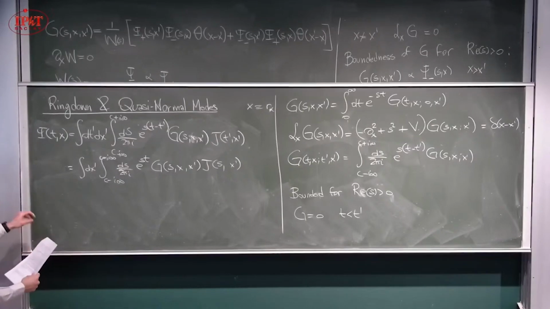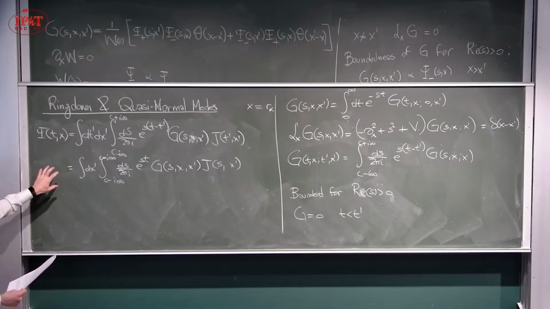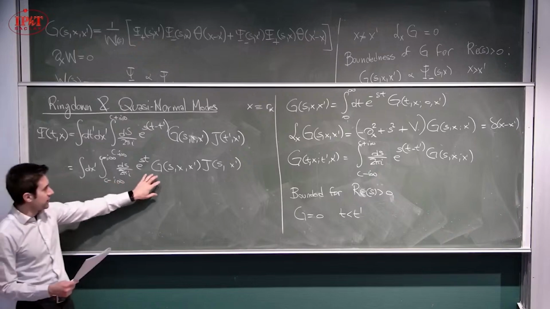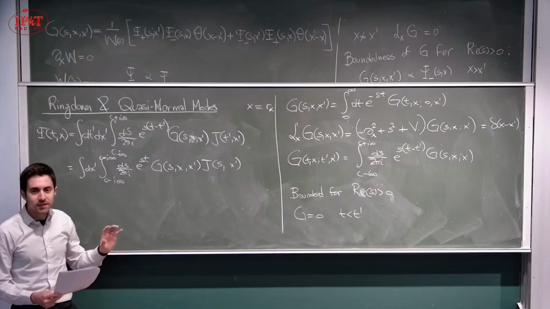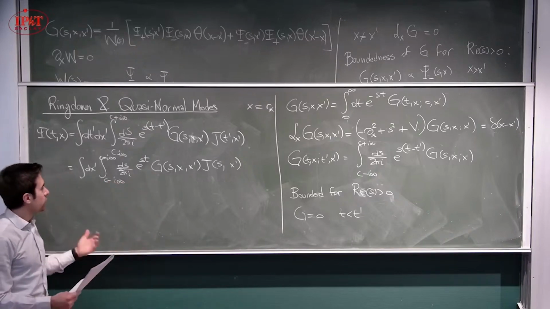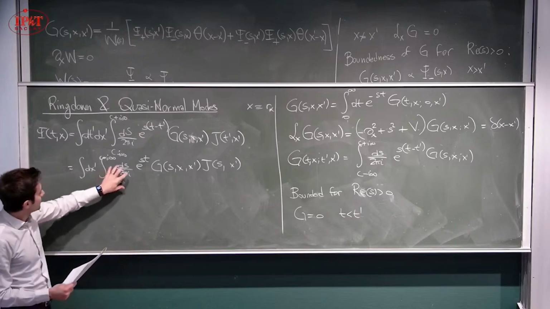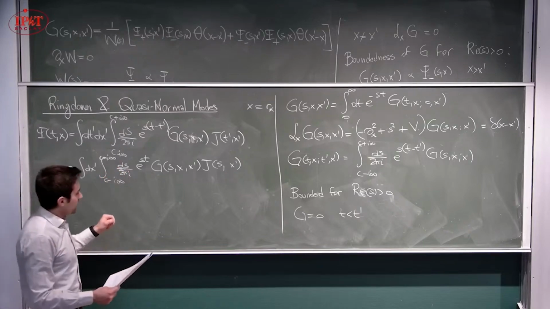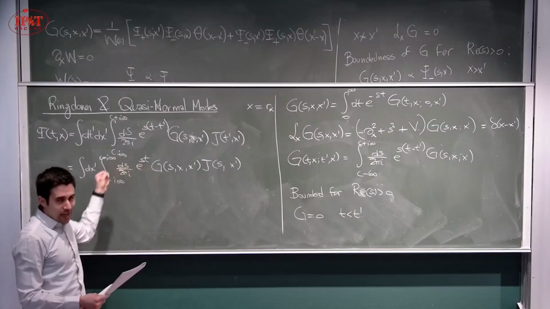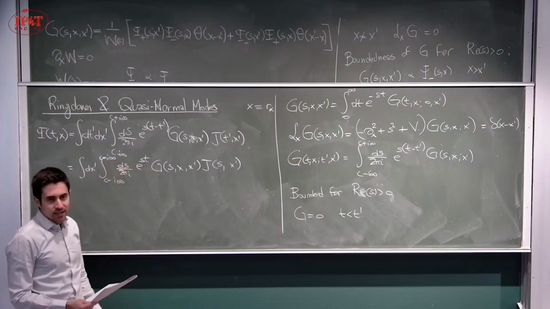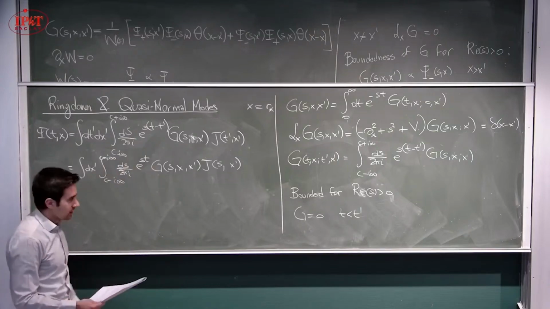For the following reason: imagine that the Green's function here has only poles. If this were the case, what you do to compute this integral in ds is just close the contour on the left where these poles are, okay?